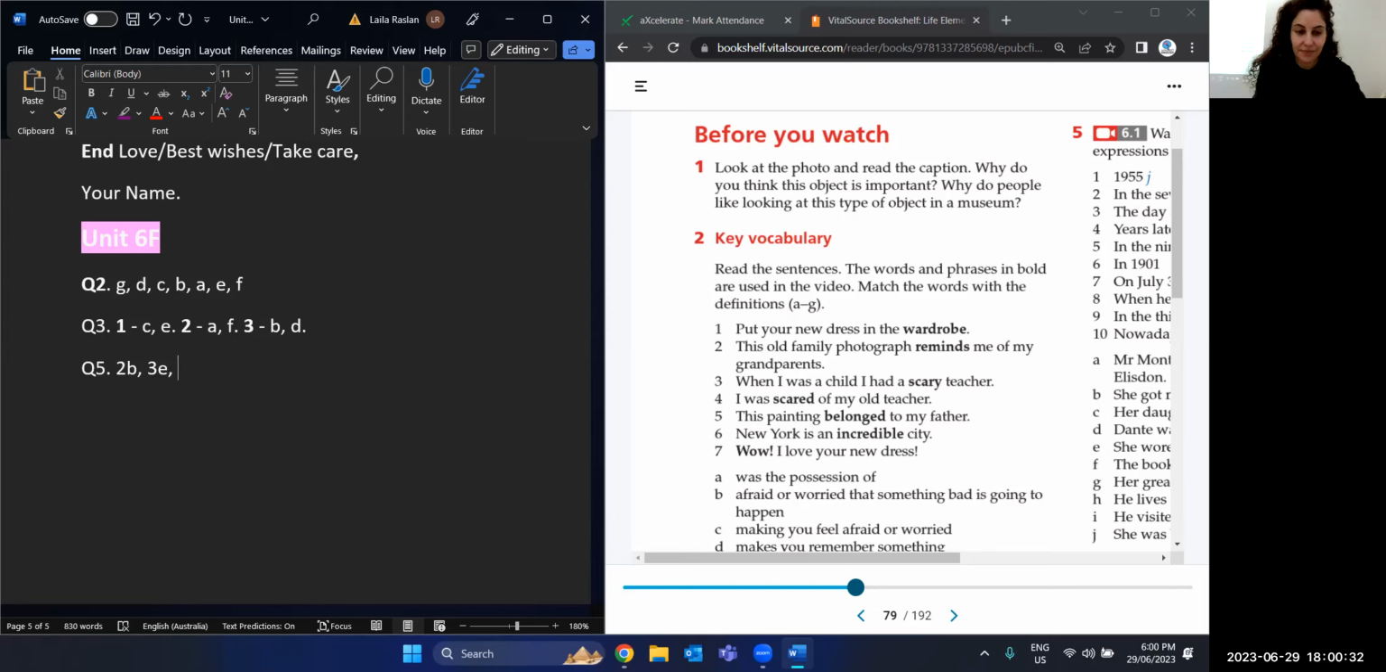Years later, her daughter found the dress in a wardrobe. And in the 19th century, the book was written. Should be F. So I hope you heard that one. In the 19th century, the book was written. 5F.